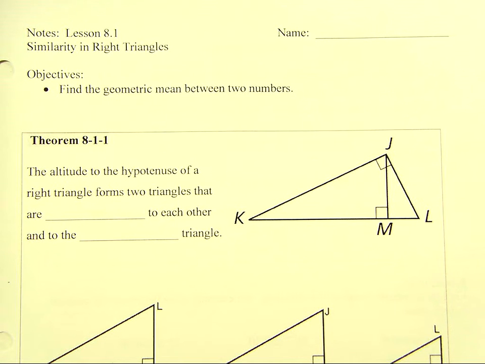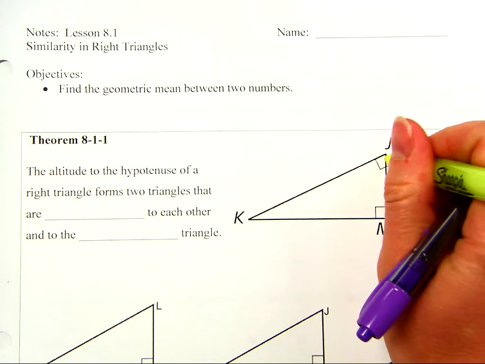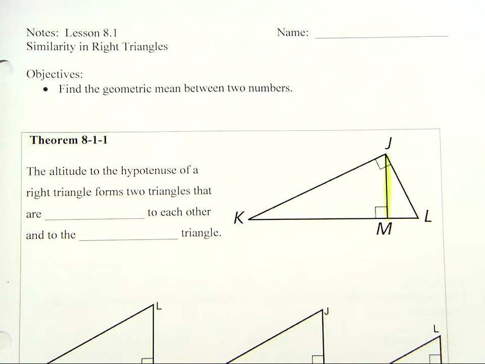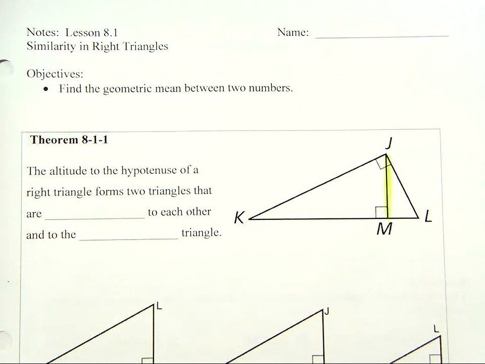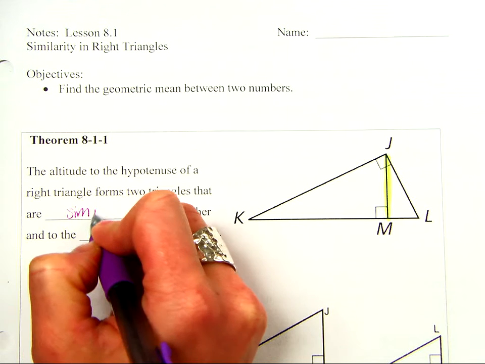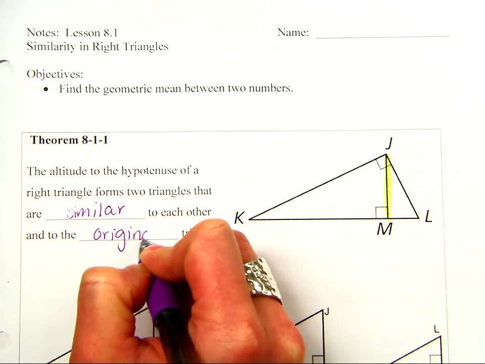If you take a look at our diagram here, my overall triangle, or my large triangle, JKL, I can see sketched in, I have an altitude. My altitude would be this segment right here. My altitude is the height of the triangle. It meets the base at 90 degrees. So it says that the altitude to the hypotenuse of a right triangle forms two triangles that are similar to each other and to the original triangle.